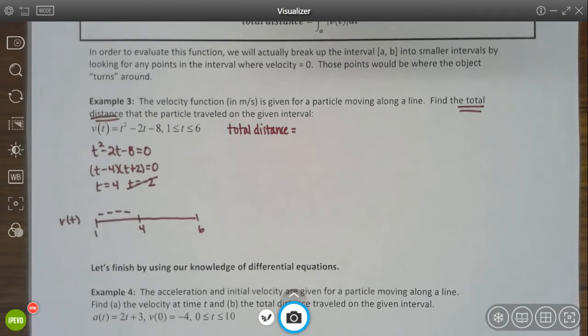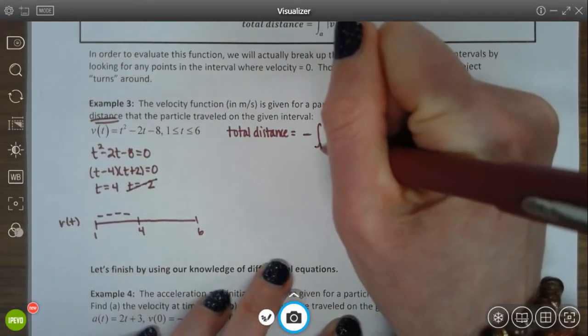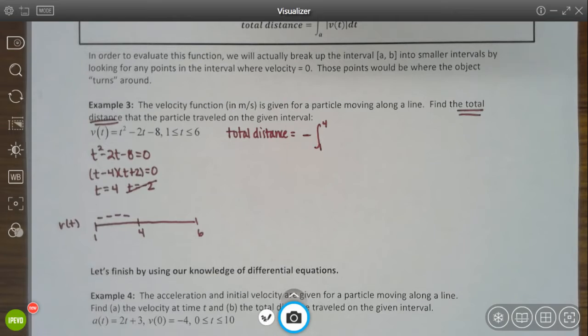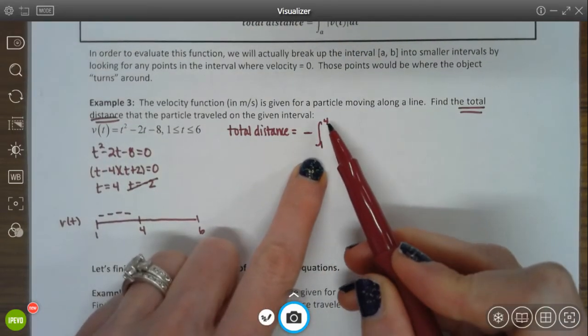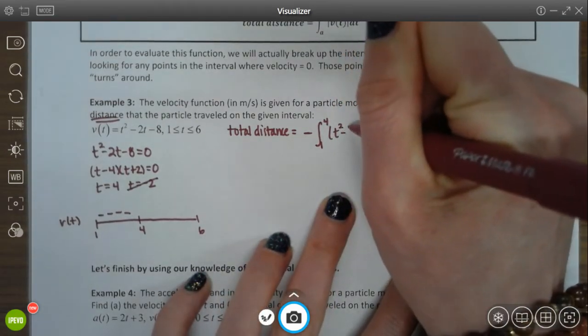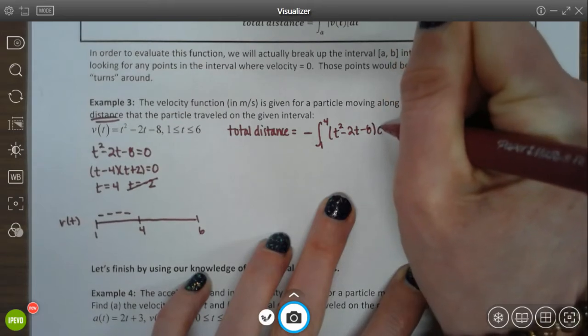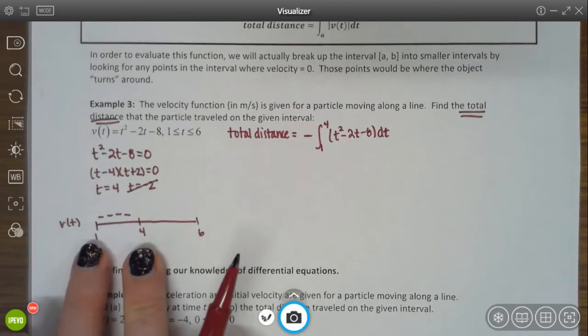So to turn that around and make it positive, we're going to say it's the opposite of that value, because a negative times a negative would be a positive. So if your velocity is negative on an interval, you're going to make the integral negative. And so now I'm going from 1 to 4 for my velocity function, which is t squared minus 2t minus 8, multiplied by my change in time, dt. And now I can figure out on this interval, how far did the object move? And by taking the opposite of that, I'm going to get a positive displacement.